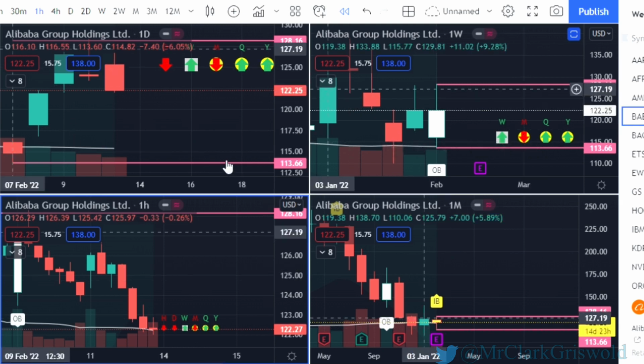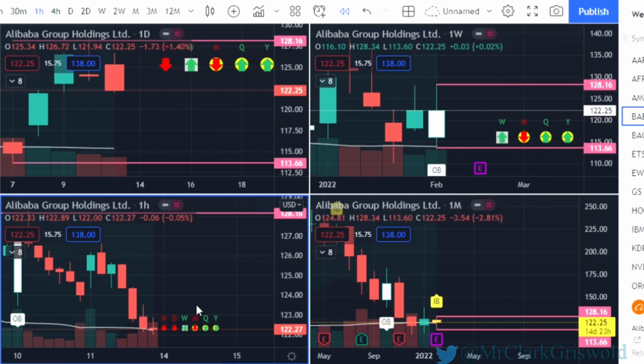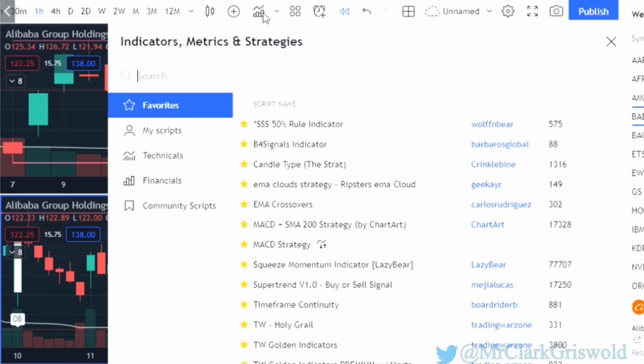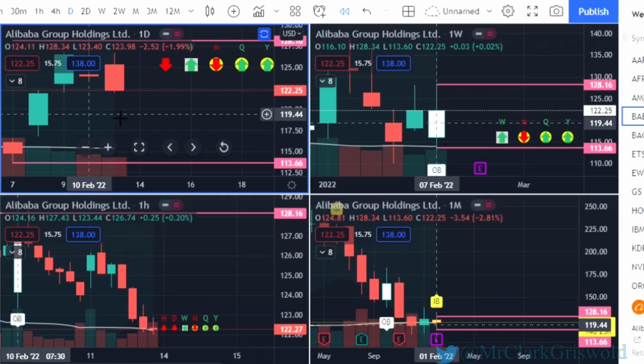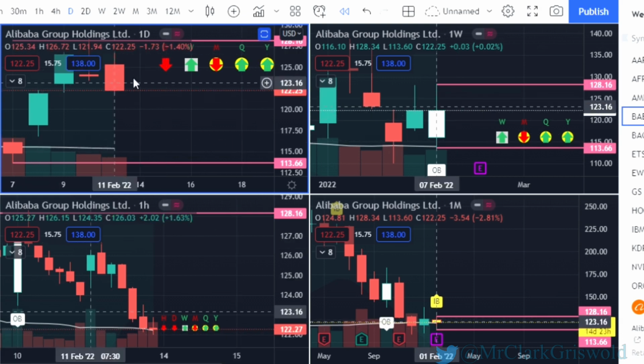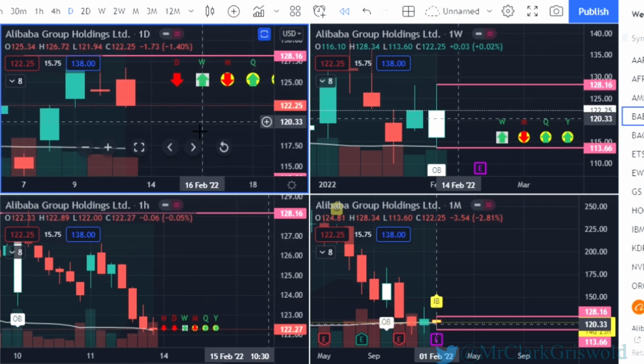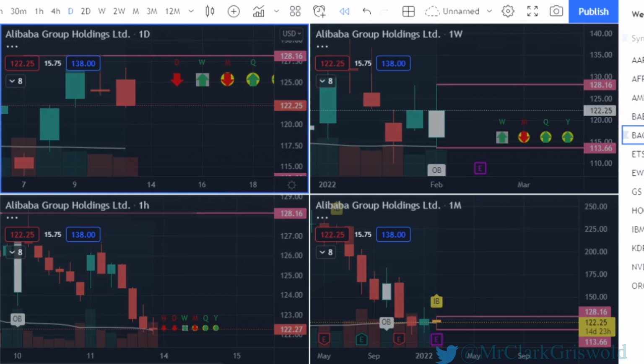If you're looking for this indicator that shows you the hourly, the daily, the weekly, the monthly, the quarterly, and the yearly down below, you can go into your indicators and strategies in TradingView and type in time frame continuity, board rider B. That is what you're looking for. And if you're looking for the indicators on the candlesticks to show you if it's a 1, a 2, or a 3, you can type in candle type. It'll be brackets the Strat by Crinklebind. So that's where you can find that. I don't use it, but if you need it to help you with the candle indicators, by all means use it. Okay, so we did BABA, BAC.